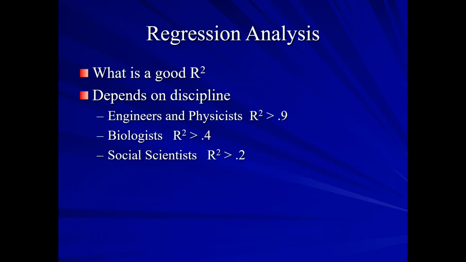Well, what defines a good R squared? Well, it depends on our discipline. Engineers, physicists, mathematicians, statisticians prefer an R squared greater than 0.9.